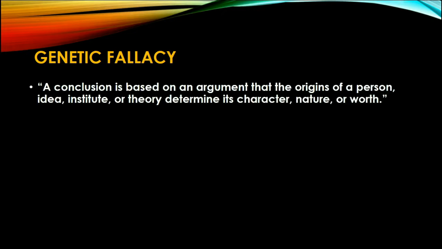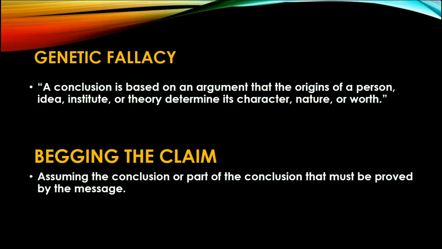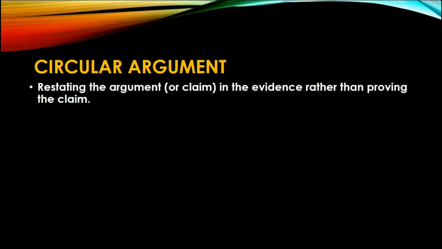Genetic fallacy. A very popular one, it seems, today in America. This is a conclusion that's based on an argument that the origins of an idea, institution, or theory determine the argument's character, nature, or worth. Begging the claim. Assuming the conclusion of, or part of the conclusion, that must be proved by the message. Circular argument. Restating the argument or the claim in the evidence rather than proving the claim.